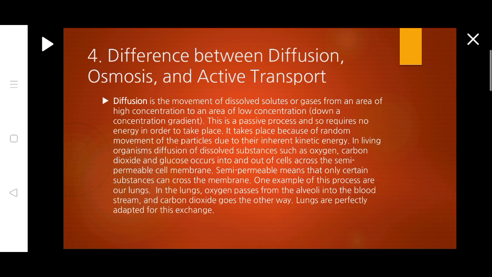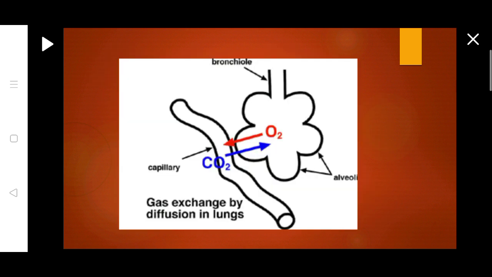In living organisms, diffusion of dissolved substances such as oxygen, carbon dioxide, and glucose occurs into and out of cells across the semi-permeable cell membrane. Semi-permeable means that only certain substances can cross the membrane. One example of this process is our lungs. In the lungs, oxygen passes from the alveoli into the bloodstream, and carbon dioxide goes the other way. Lungs are perfectly adapted for this exchange. So this is the process of diffusion found inside our lungs.